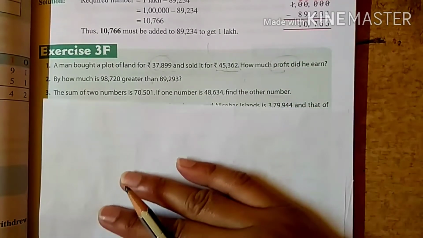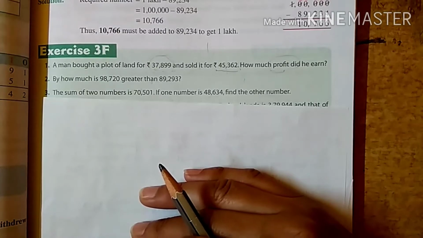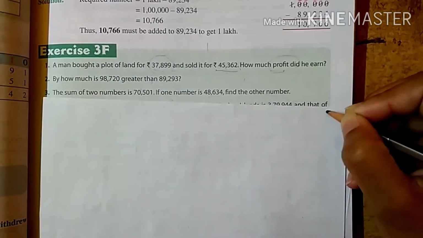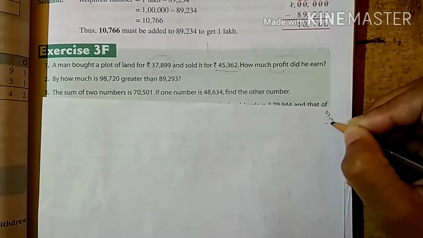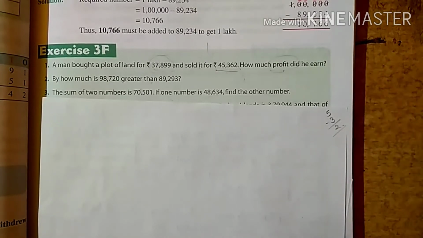Suppose you buy a pencil for 3 rupees and you sell it to someone for 5 rupees, then how much extra money will you get? You will get an extra 2 rupees. How do you get to know that? Because we subtract 3 from 5, so you get 2 here. Now you know how much extra money you get.